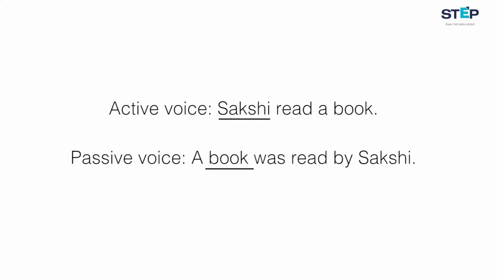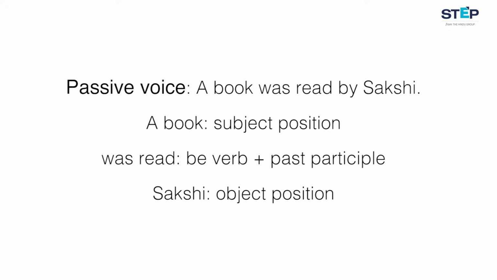Let's look at this example. See how the same idea is expressed differently in the active voice and passive voice sentences. Sakshi read a book. A book was read by Sakshi. Let's examine the structure of this passive voice sentence. A book is in the subject position followed by was read, which is the be verb plus the past participle, and the noun in the object position.